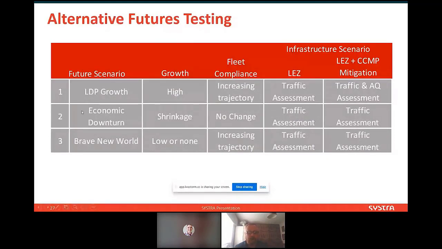We also looked at what happens if there's an economic downturn, if there's a shrinkage in traffic, but also if there's no change in our fleet compliance. So under that scenario, if there's fewer compliant vehicles, if there's more non-compliant vehicles, then a low emission zone will be pushing even a higher volume of traffic outside of that zone because there's more non-compliant vehicles.